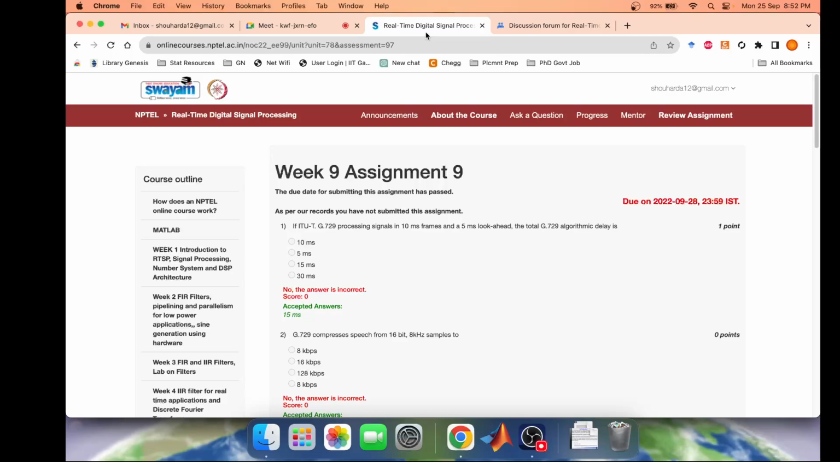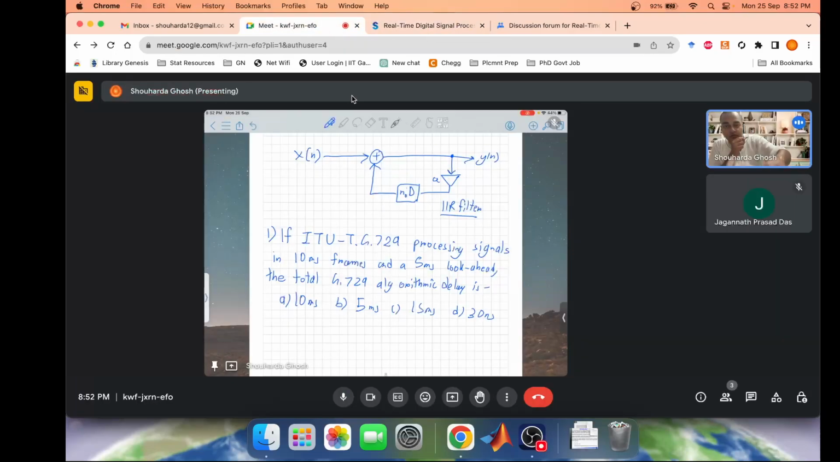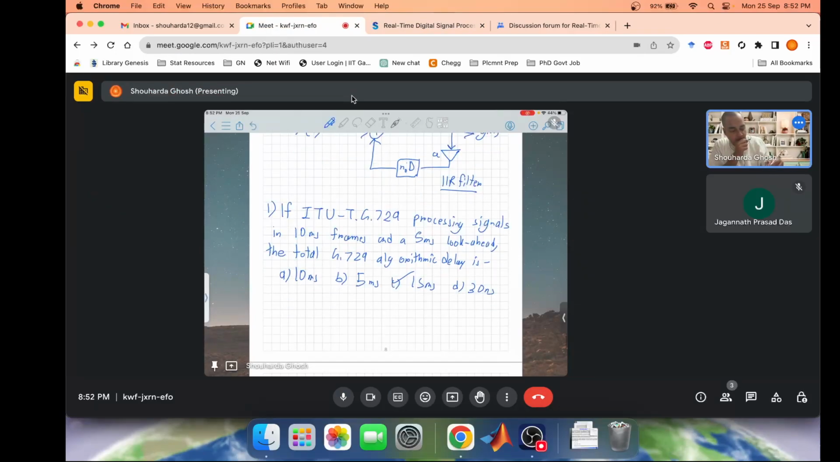The total G.729 algorithmic delay is, first option is 10 milliseconds, second option is 5 milliseconds, third option is 15 milliseconds, and D is 30 milliseconds. Okay, so over here they have mentioned the correct answer as 15 milliseconds, and it's obvious because total algorithmic delay is 10 milliseconds plus 5 milliseconds. It's simple. That's your first question.